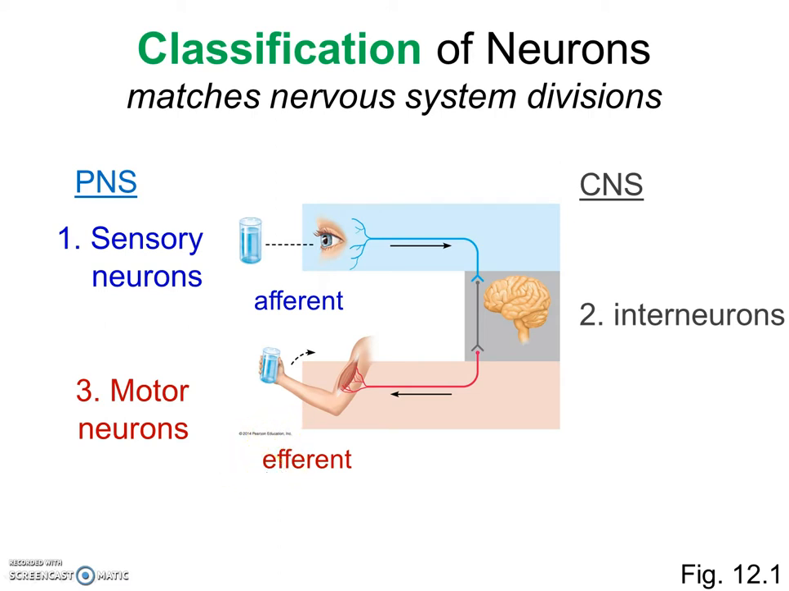So now we have this whole scenario. We've got the sensory input done by the sensory neuron, that's in the peripheral nervous system. It sends the information towards the interneurons in the brain, that's in the central nervous system, and then the information is sent out to the motor neurons, which is back in the peripheral nervous system, and that's your motor response.